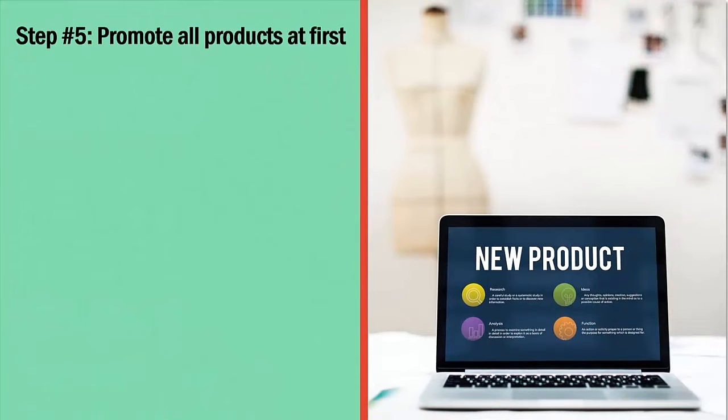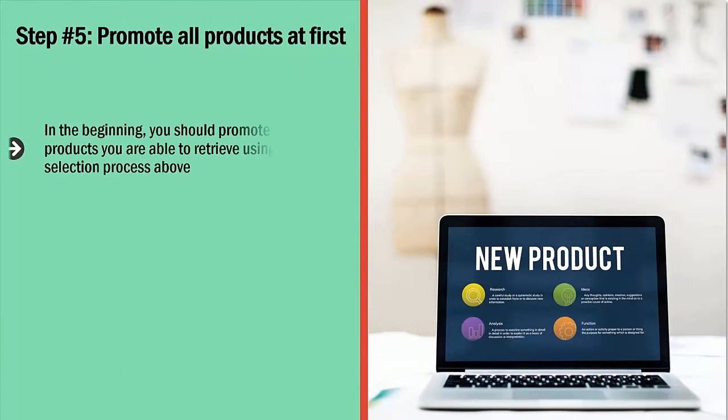Step number 5, promote all products at first. In the beginning, you should promote all the products you are able to retrieve using the niche selection process above. Your strategy is pretty straightforward at this point. Promote all the products on your site first and pick the top 3 winners. These are the products that convert the most.